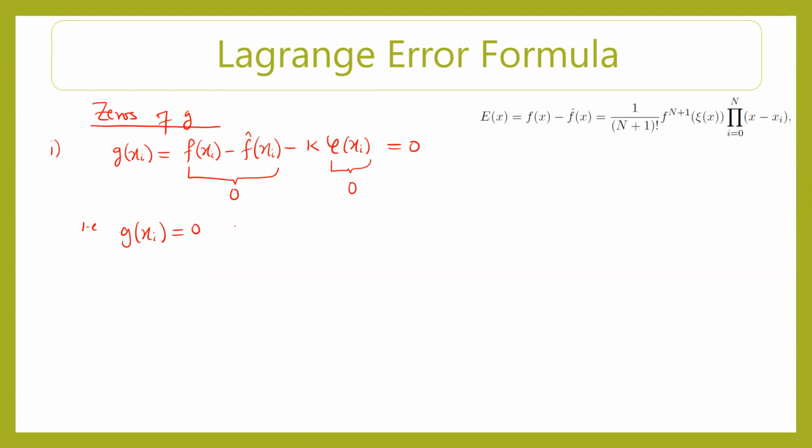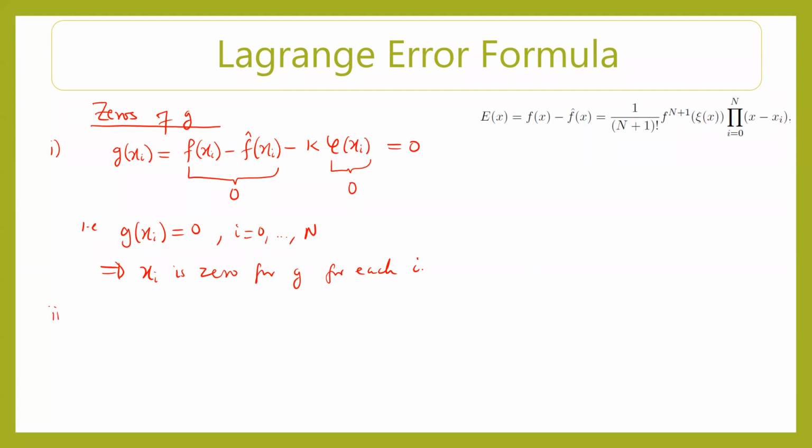If g of xi is 0, and this is true for i equals 0, 1, up to n, this implies that each xi is a zero for g. All right. So how many zeros do we have here? We have n plus 1 zeros.